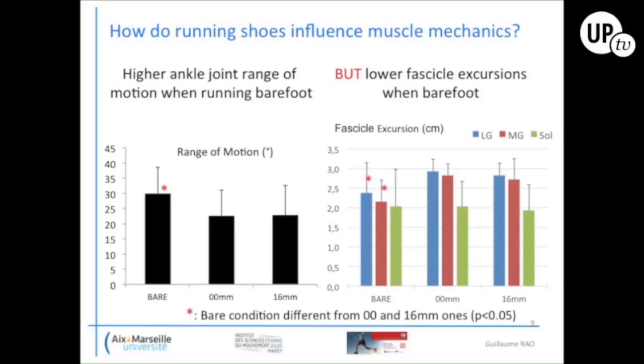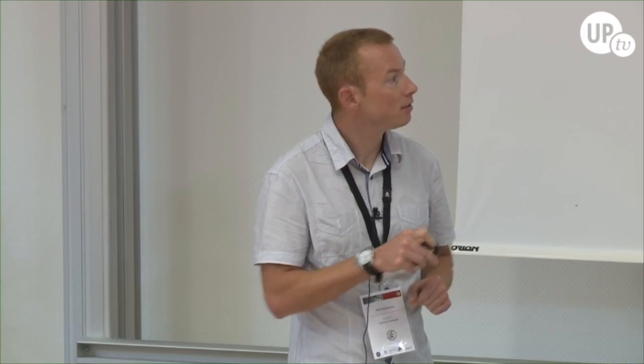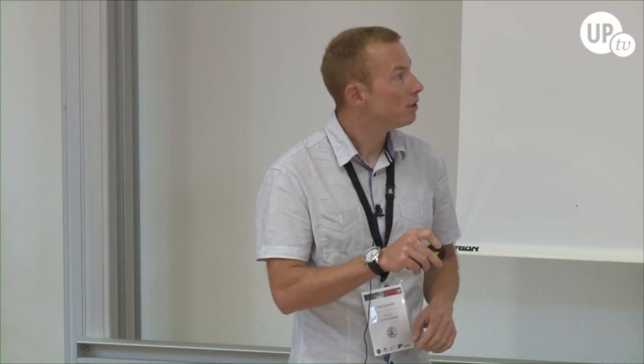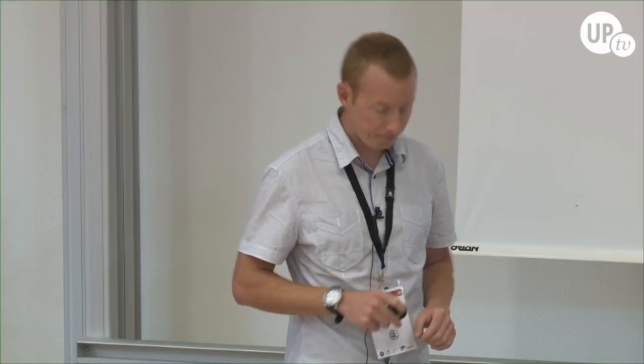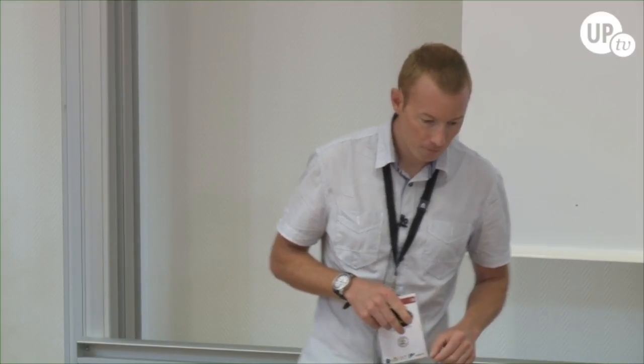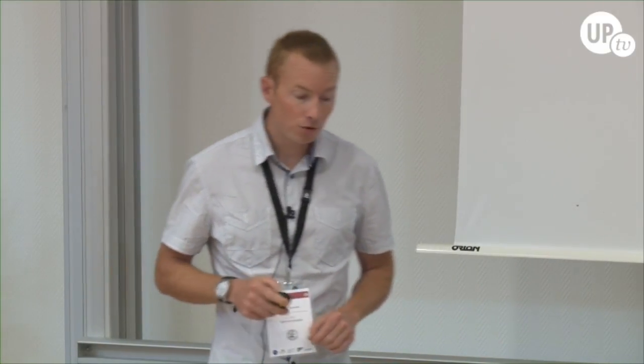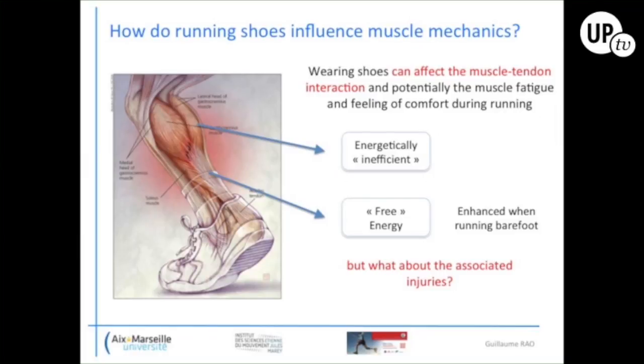So it's statistically significant for the gastrocnemius medialis and the lateral gastrocnemius, so two biarticular muscles, and not significant for the soleus muscles. So going back to our question, how do running shoes influence muscle tendon mechanics, or the interaction between the muscle and the tendons?